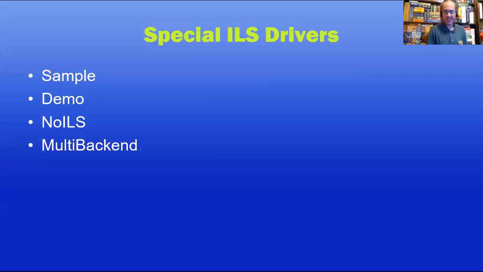Finally, the last special ILS driver is called multi-backend. And this is designed for a consortial environment where there are actually records being loaded from multiple libraries, and each library has its own ILS. Multi-backend allows you to set up a separate ILS driver for each library and to proxy requests to the appropriate places so that you can take advantage of all of the ILS functionality across multiple systems. It's quite complex to set up and will be the subject of a future video, but for now, just be aware that it exists in case you should need it.